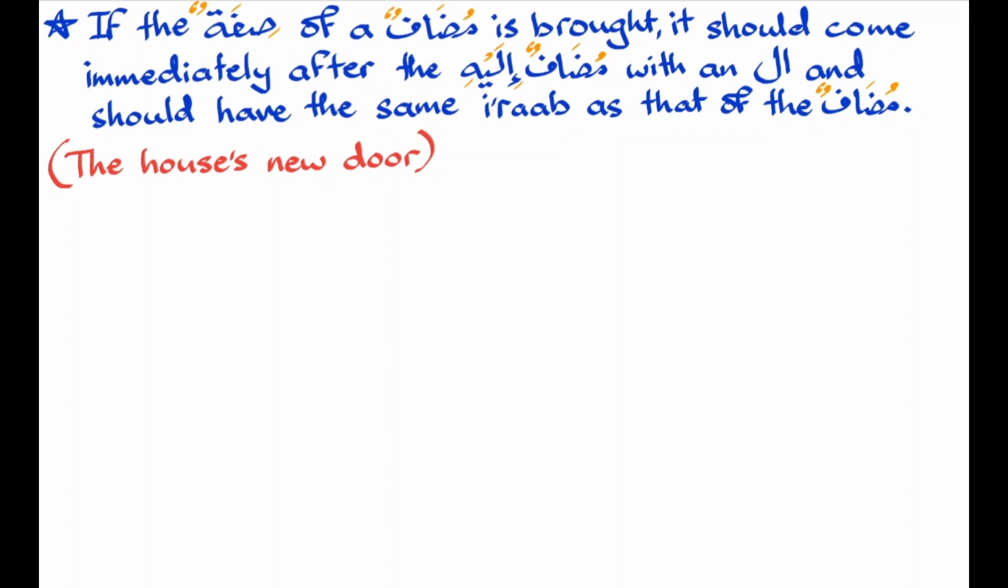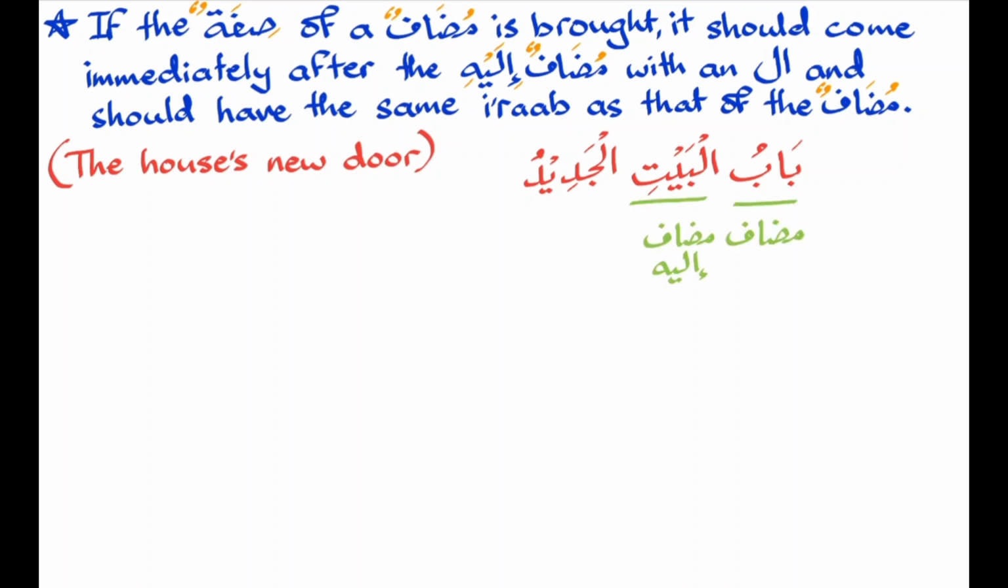Let's see that in Arabic itself. In Arabic, this would be babul baytil jadidu. Here, bab is the mudaf and al-bayt is the mudaf ilayh. And al-jadid is the sifa of the mudaf bab, the new door.